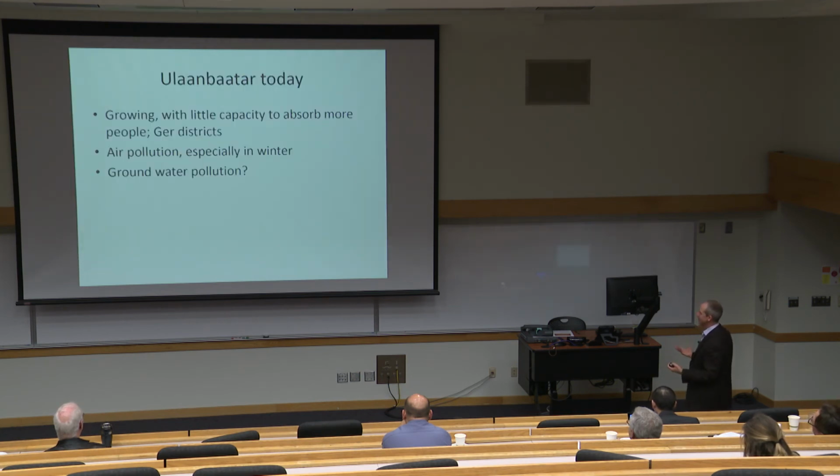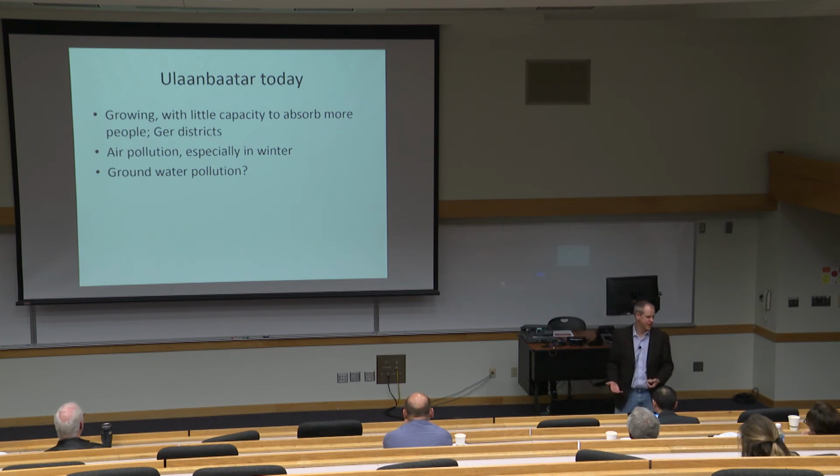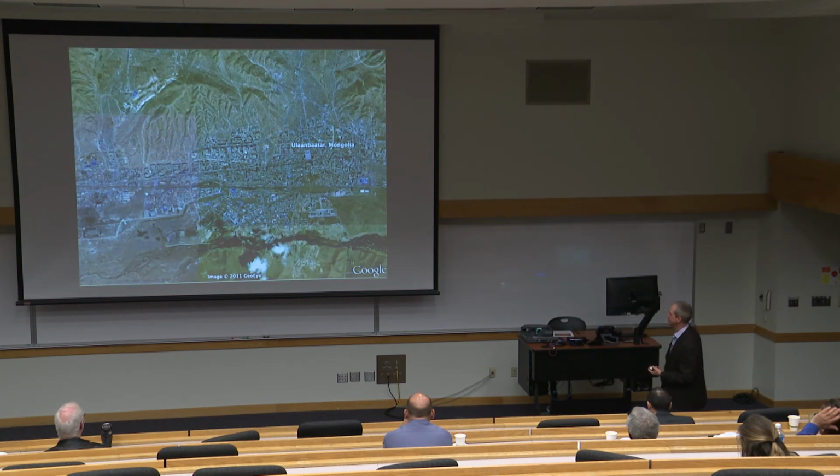So Ulaanbaatar today, it's really growing. It has half of Mongolia's population, but it doesn't have the capacity to take in new people. The infrastructure of the city is still Soviet era. And so in the ger districts, people are bringing their gers and just plopping them into any place they can find in the city. There's got to be some issues cropping up. And I talked with hydrologists and water quality experts that are expecting some groundwater pollution problems.